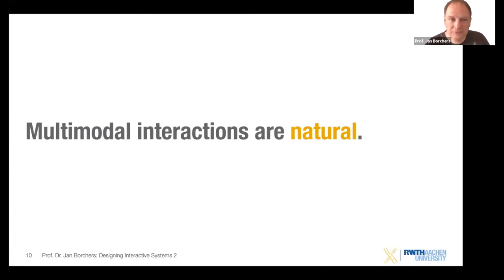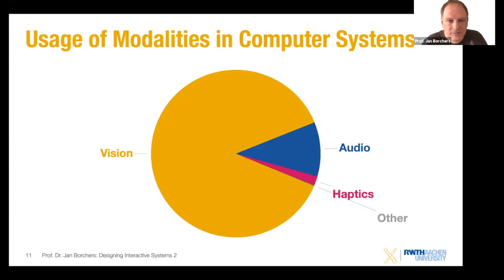And this is why, not surprisingly, when you look at computer systems, even today, the overwhelming information channel in your computer is visual. So most of the stuff that your computer is trying to tell you is in the area of vision.